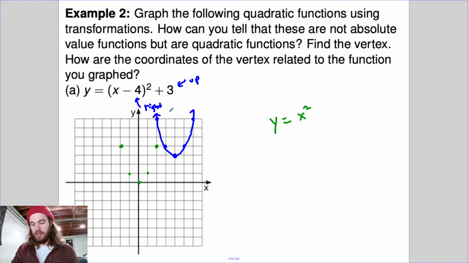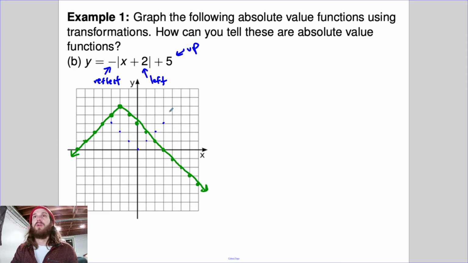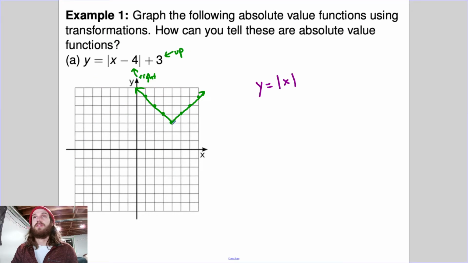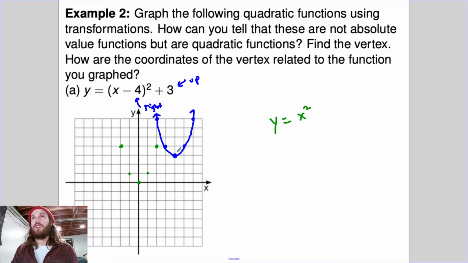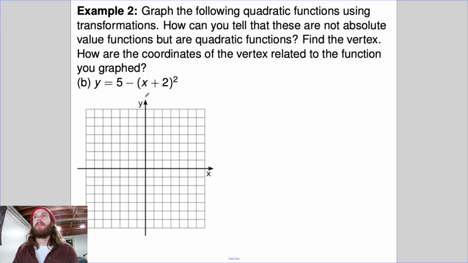Exciting. Now, how does that compare to the absolute value one that we did? Well, it has the same vertex, right? Over 4, up 3. You're just moving it over to a spot. This is directions for moving the quadratic. That's it. And our vertex is this point right here. The vertex is 4, 3, which you can kind of see in our relation, in our function here.